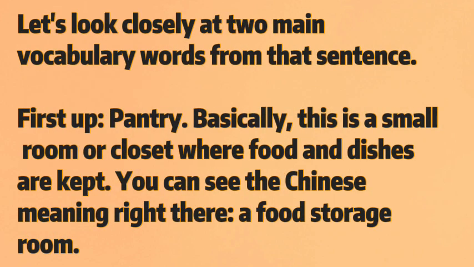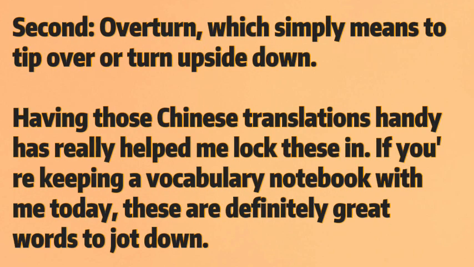Let's look closely at two main vocabulary words from that sentence. First step, pantry. Basically, this is a small room or closet where food and dishes are kept. You can see the Chinese meaning right there, a food storage room. And second, overturn, which simply means to tip over or turn upside down. Having those Chinese translations handy has really helped me lock these in. If you're keeping a vocabulary notebook with me today, these are definitely great words to jot down.